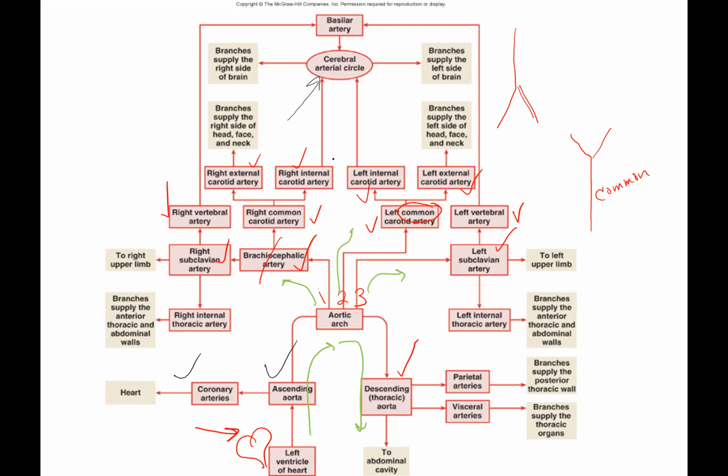Another thing to add here, the right and left internal carotid artery do supply what's called the circle of Willis, also known as the cerebral arterial circle. So that's a major blood supply to the brain.